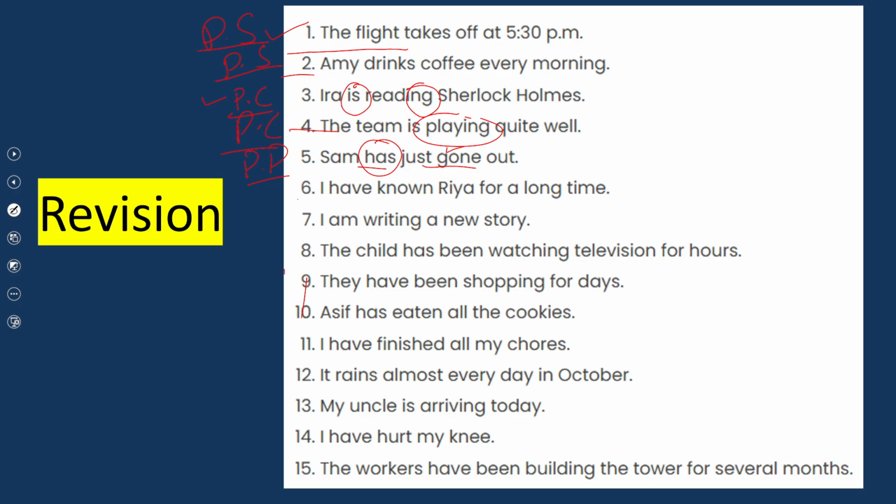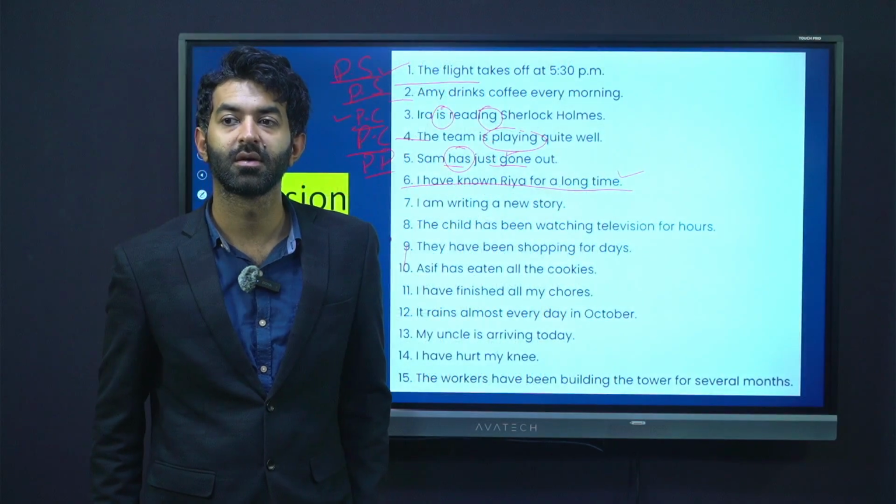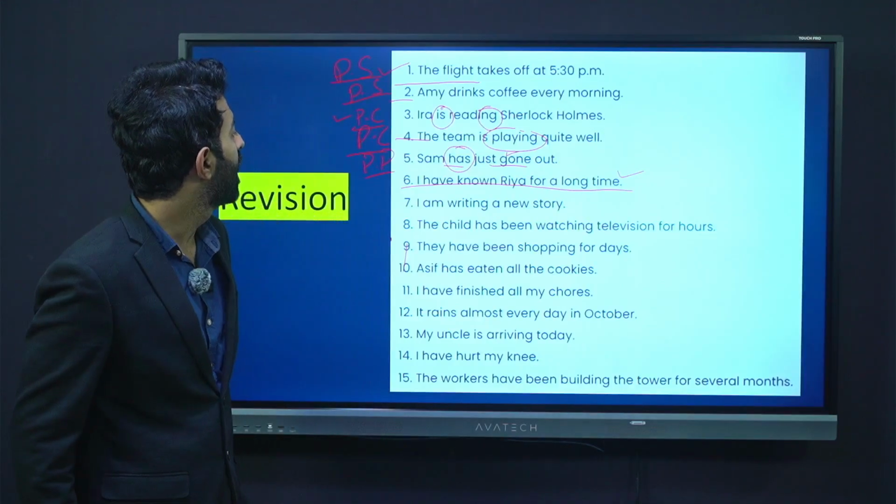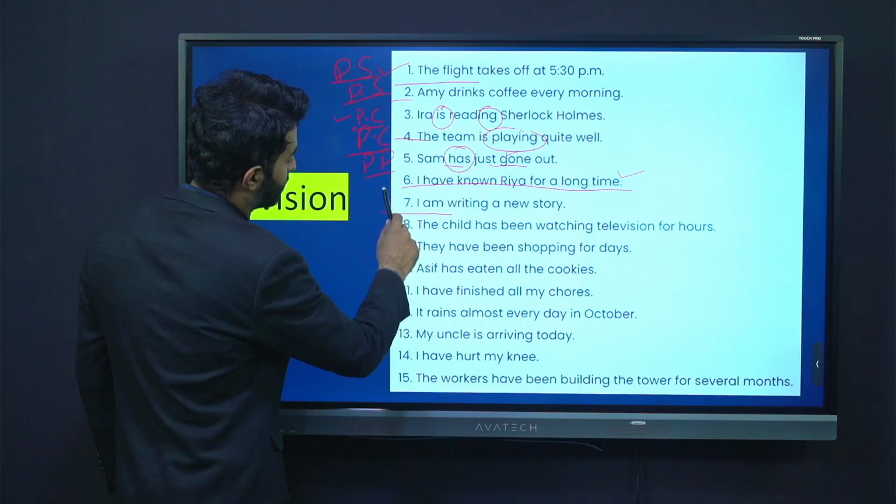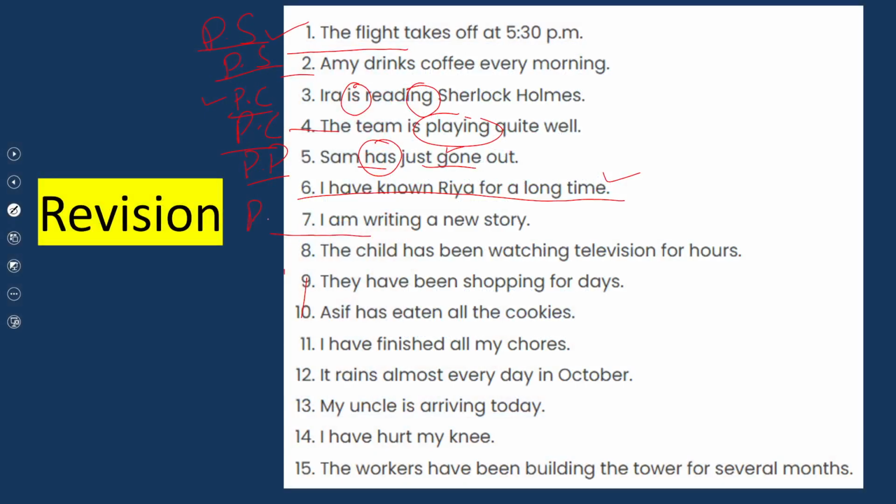I have known Ria for a long time. Present perfect continuous. All right. I am writing a new story. Yes, ये present continuous है. The child has been watching television for hours. Yes, present perfect continuous. They have been shopping for days.